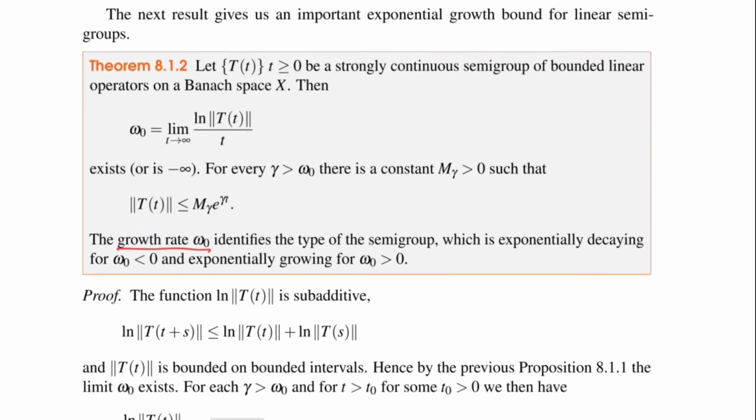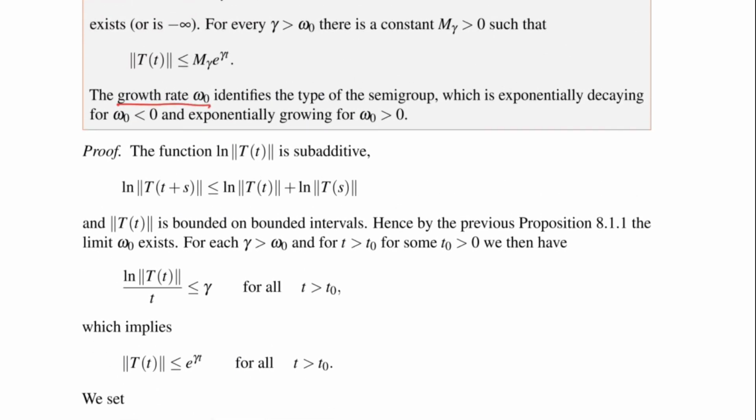Yeah, the proof will of course use this sub-additivity which we just derived, because the function log of the norm of T of t is subadditive. So log of the norm of T of t plus s, I can write T of t times T of s, and then I can estimate this by the norm of T of t and T of s, and then I use the subadditivity of the logarithm to get this. And T is bounded on bounded intervals, so by the previous proposition 8.1.1, the limit omega 0 exists of this ratio log of the norm of T of t divided by t. And for each gamma bigger than omega 0, we get this estimate.